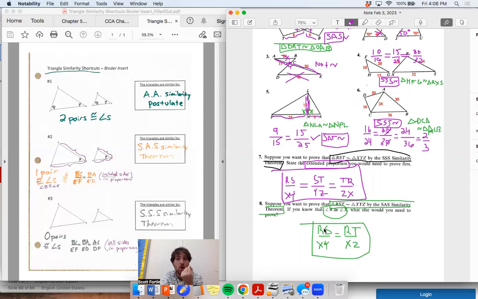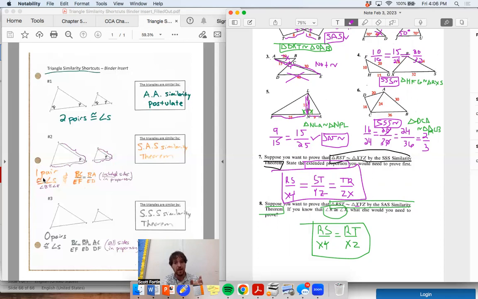My included sides would have the angle forming part of them. So I need RS here. I need RT here. Again, they don't give you the diagram to this because they want you to pay attention to letters. Angle R is made of RS and RT, and it goes with angle X here. So RS has to be the same ratio to XY as RT is to XZ. Okay, so that's all you need to know for SAS.